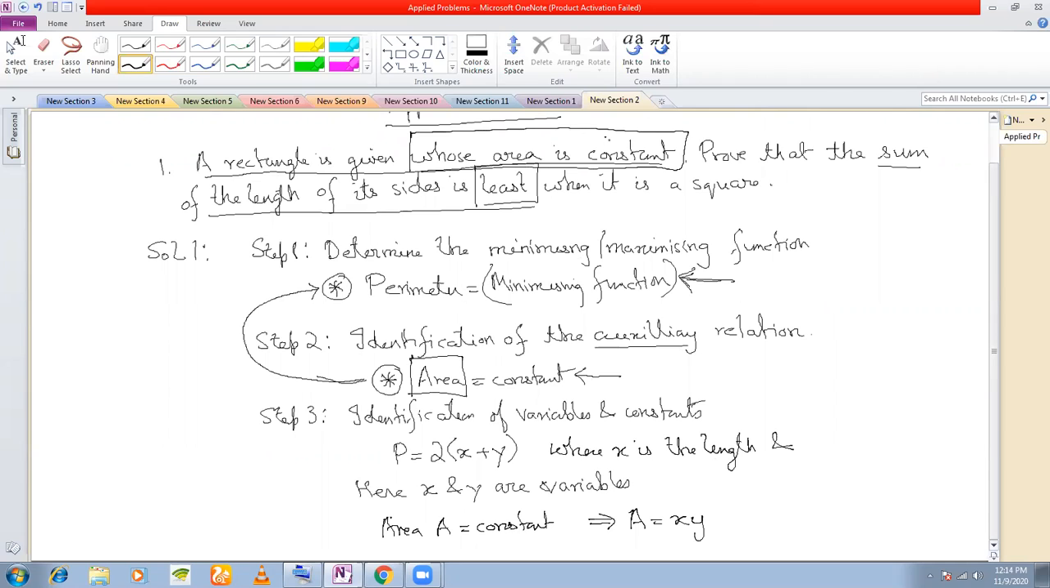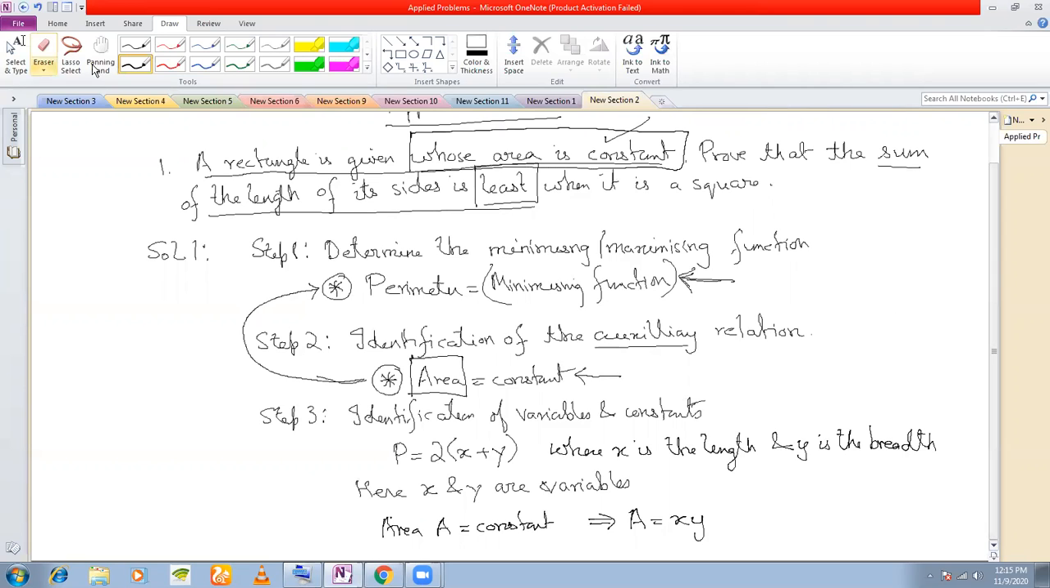So whenever the area is constant, whatever is given to you, that will be constant. What you have to introduce, that will be a variable. What are you introducing here? You are introducing x as the length and y as the breadth. So these have to be your variables. Area is given to be constant, but your variables are the length and the breadth, right? You are introducing the length and the breadth, right?